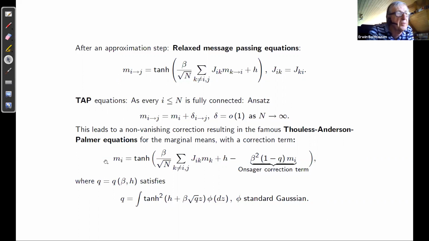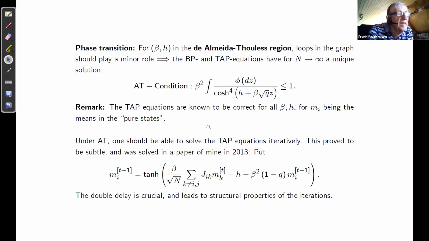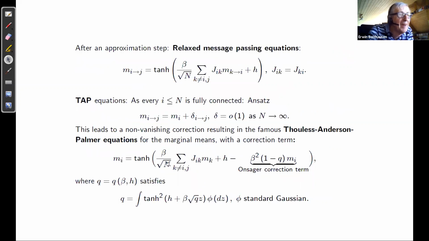So obviously it should be understood in a limiting sense as n goes to infinity. And the solutions of the TAP equations are known to give the correct means under, actually not fully under this AT condition here, but at least for small enough beta here. So that's a mathematically proved fact here. But it's also known and mathematically proved that the m_i are the means of the so-called pure states.